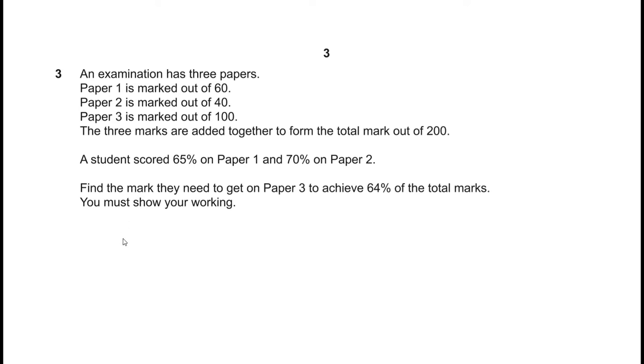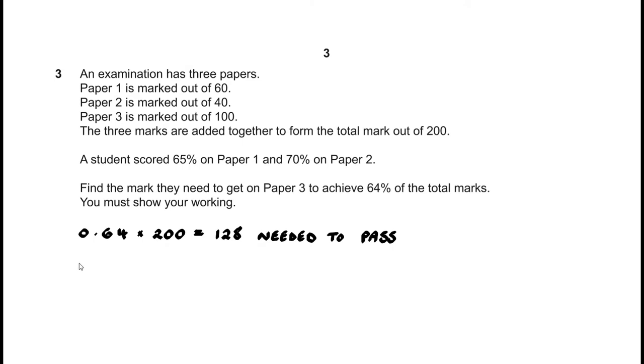What we need to do is find out how many marks we need to pass. And what we can do for that is find out 64% of the total marks, 200. So we have 0.64, in other words 64%, multiplied by 200. So if we work out what this is, we have 128. So we need 128 marks to pass.